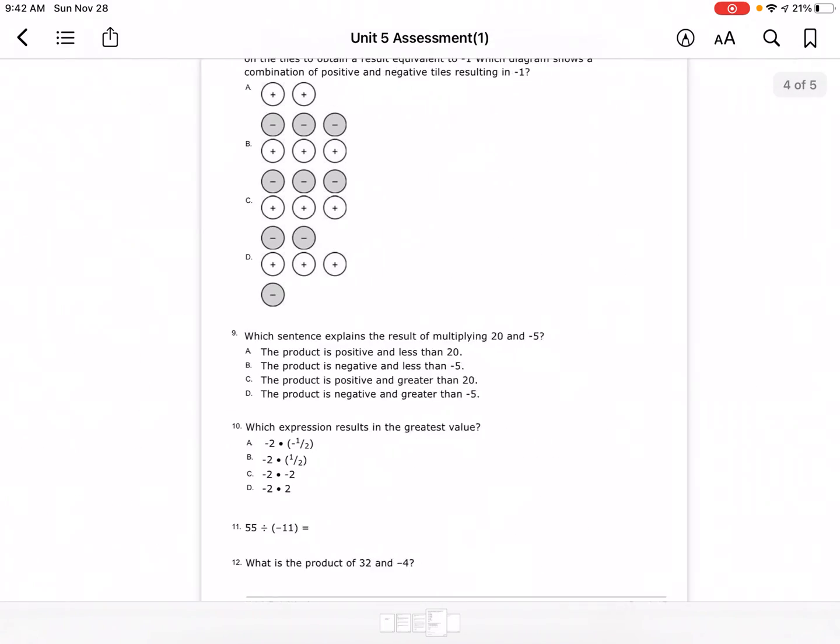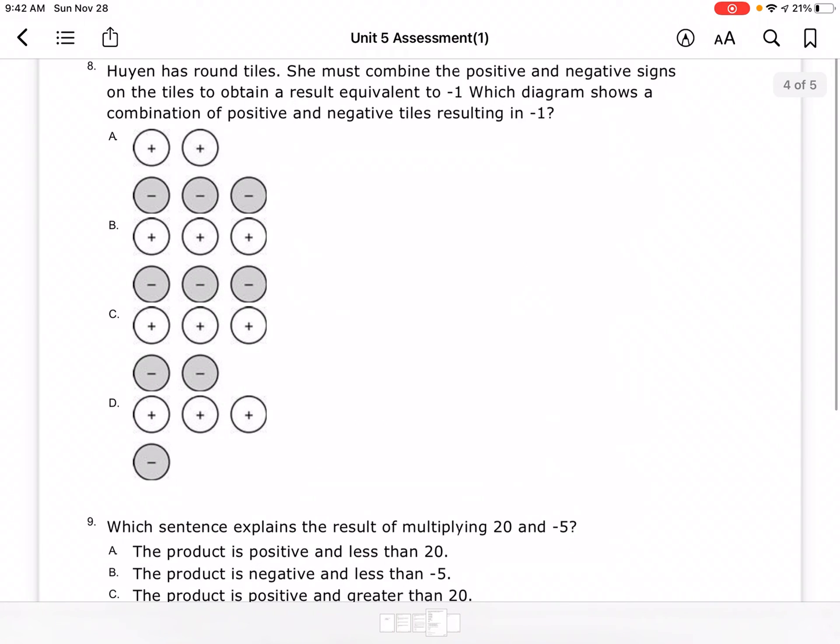Mommy? Yes? You made 4. Yeah. Just like me. Mm-hmm.